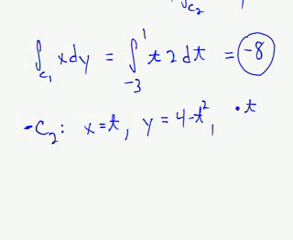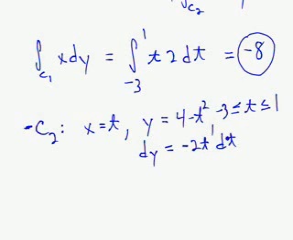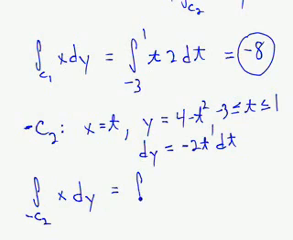t will again run from -3 to 1. And I'll only need dy, so dy is -2t dt, which means that the integral over -C2 of x dy is going to be equal to the integral from -3 to 1. x is t, and dy is -2t dt.